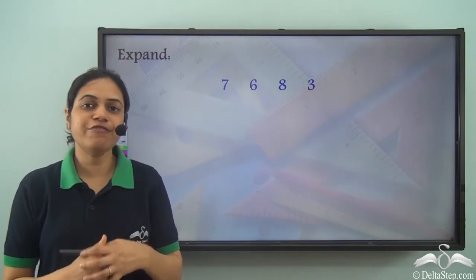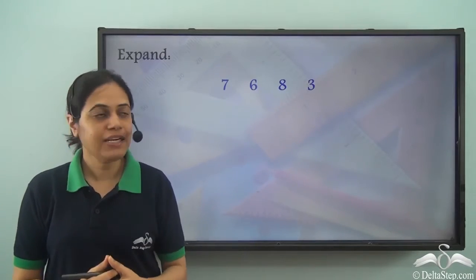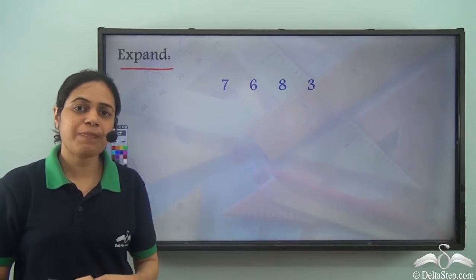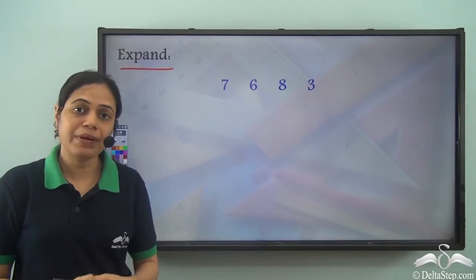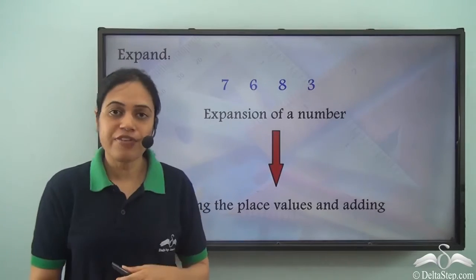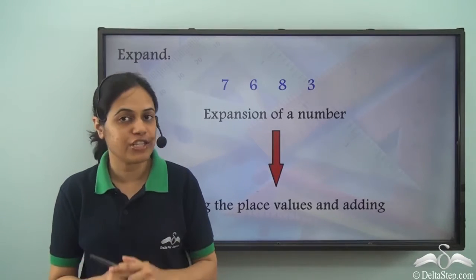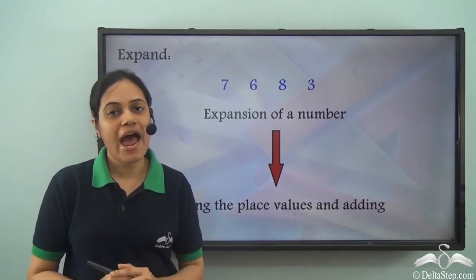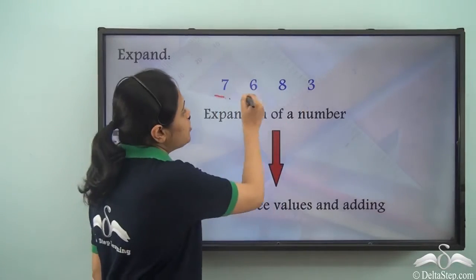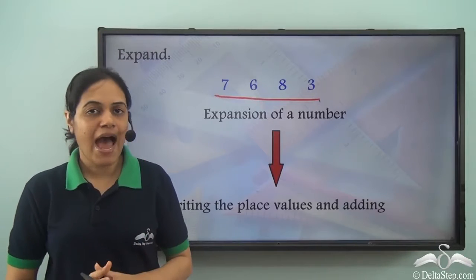We have learned the different 4-digit numbers. This is a 4-digit number and we need to expand this number. Now, how do I expand this number, or what do I mean by expanding this number? Well, expansion of a number means writing the place values of the different digits of the number and then adding them. So, if I need to expand this number, I need to write the place values of the different digits of the number and then add them.